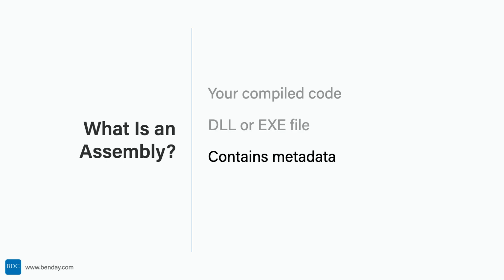Assemblies don't just have your code. They have metadata about that code. What types are in the assembly? What methods are on those types? What other assemblies do they need and reference? All that stuff is in there. A good way to think about the assembly metadata is that it's like a table of contents for the assembly. Think of an assembly as the smallest chunk of code you can deploy. You can't deploy half a DLL. It's all or nothing. One assembly, one file.